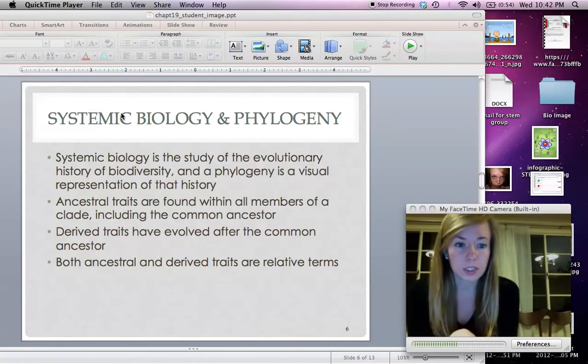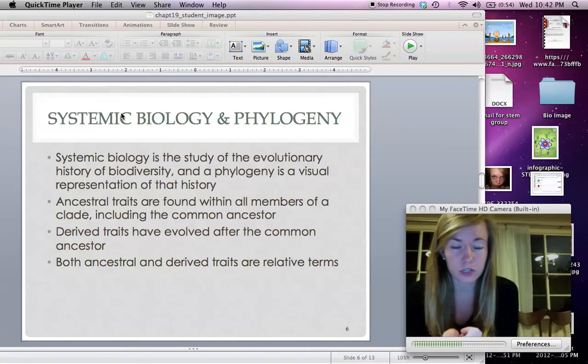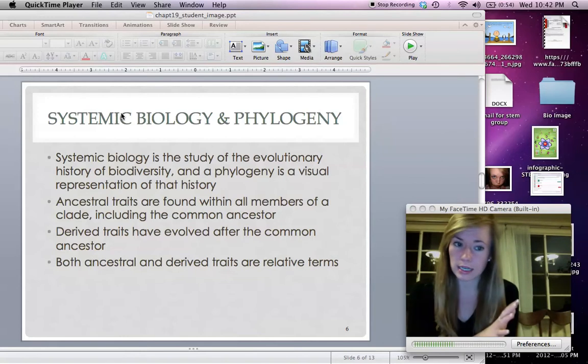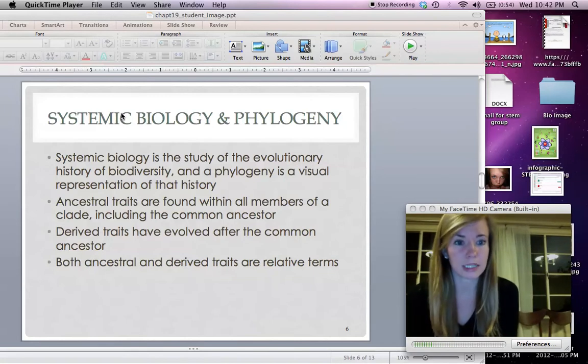So some of the terms that you need to know are ancestral traits, which is found within a group of living things, a clade, so an ancestor and all of its descendants, and that ancestor has a trait and all of its descendants have it. So that's called an ancestral trait because the ancestor has it, right? Then there's also derived traits. Derived traits evolved after the common ancestor.